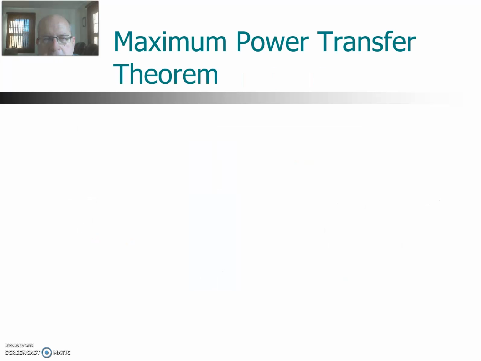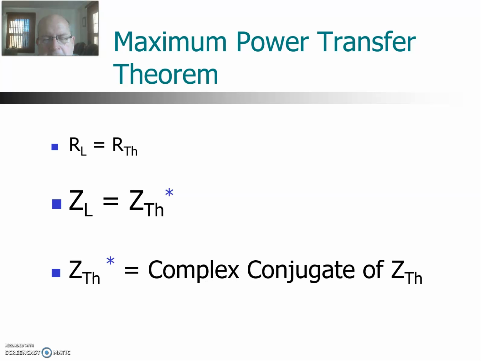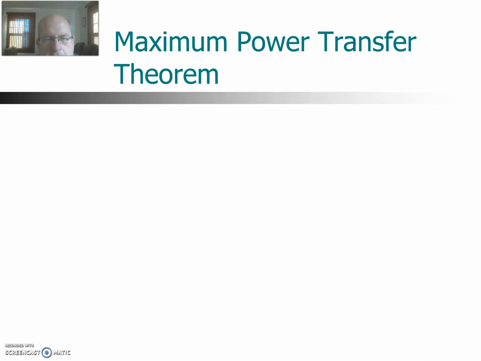Now, if we want maximum power transfer, remember from DC, the load resistor should be the same as the Thevenin resistance. Well, in the case of AC, we're going to use impedance, and we say that a load impedance is equal to Z Thevenin star. And the star implies complex conjugate. So we're looking for the complex conjugate of the Thevenin.